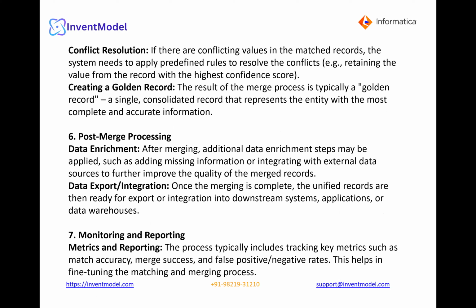So there can be conflicts also, so we need to resolve the conflicts. If there are any conflicting values in the matched records, the system needs to apply predefined rules to resolve the conflicts, e.g. retaining the value from the record with the highest confidence score, creating a golden record. So the result of the merge process is typically a golden record. When we perform the merge of records, we get the golden copy of that data after removing the duplicated records. So a single consolidated record that represents the entity with the most complete and accurate information.